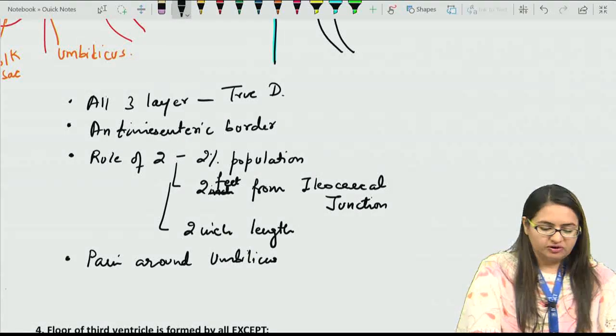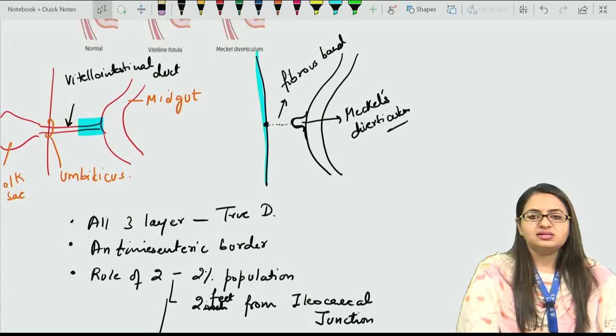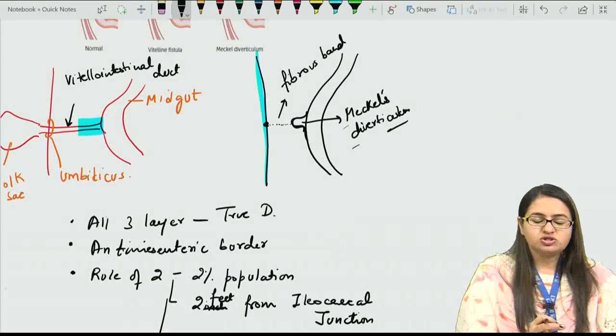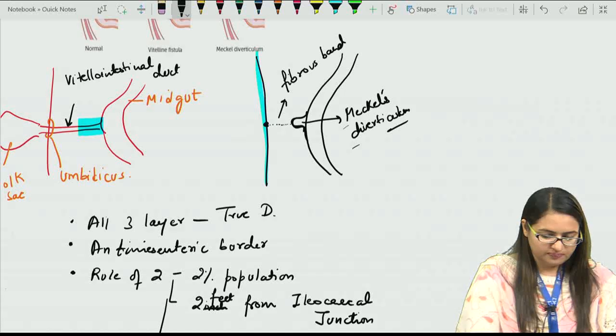Apart from this, if a fibrous band is present, as we have shown over here, then there can be obstruction or volvulus may occur. So a complication that can occur is obstruction, if the Meckel's diverticulum is present. So it may show in the form of various symptoms also, as we have just mentioned.